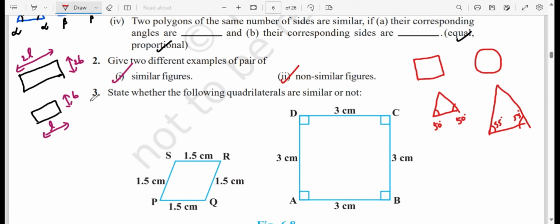Okay, fine. Coming to the third problem. State whether the following quadrilaterals are similar or not. Is it similar? No, it is not similar because the angles are not the same. This seems to be like a square, so all the angles are 90 degrees, whereas here there is an acute angle and here an obtuse angle, so the angles are not equal. Even though the sides are proportional, we can observe it is 1.5, 1.5, 1.5, 1.5, here it is 3, 3, 3 and 3, so it is proportional, but still the angles are not equal, so it is not similar. Okay, thank you.